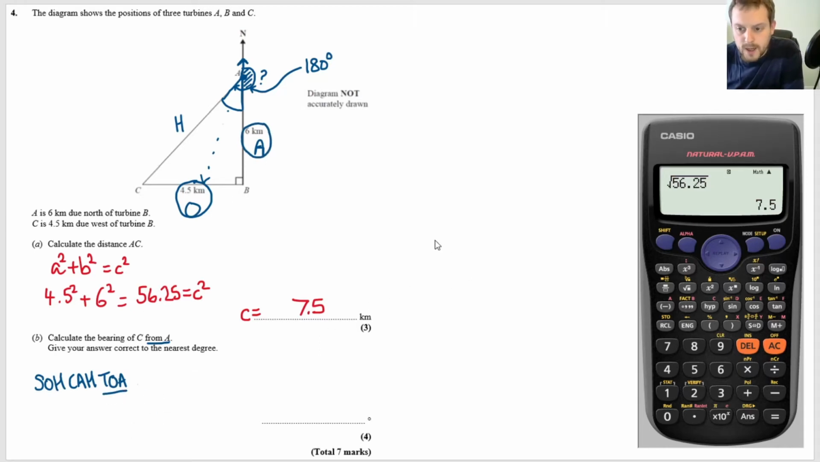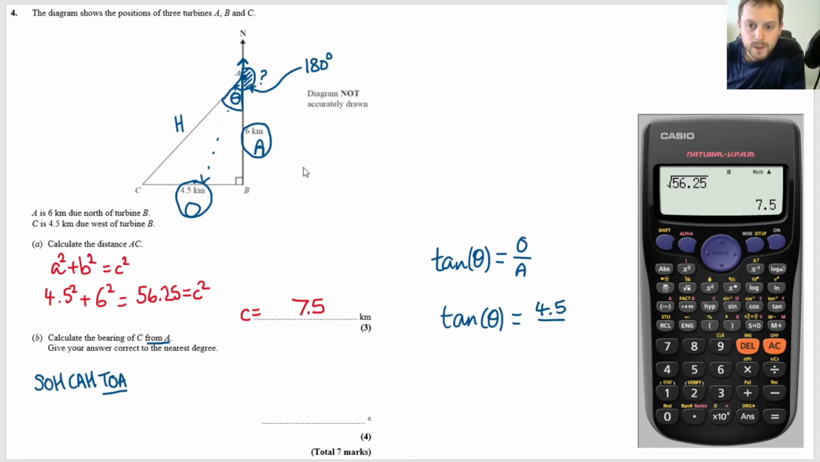So let's just write down what TOA means. So it's tan of theta. So this is theta. Or you could call it, I guess, tan of A, because it's the angle at A, if you want to call it that instead. But tan of theta is opposite over adjacent. So tan of theta is, the O number is 4.5 and the A number is 6.